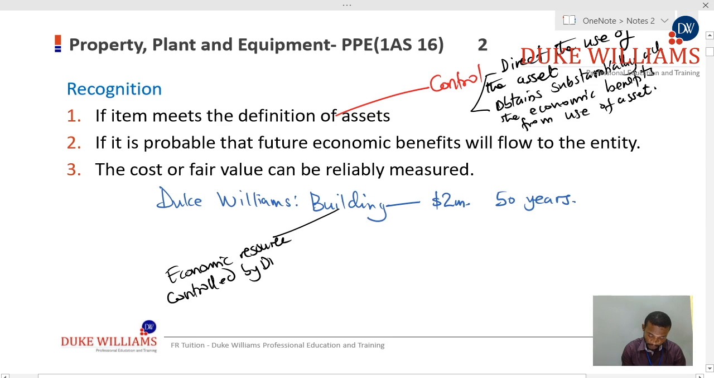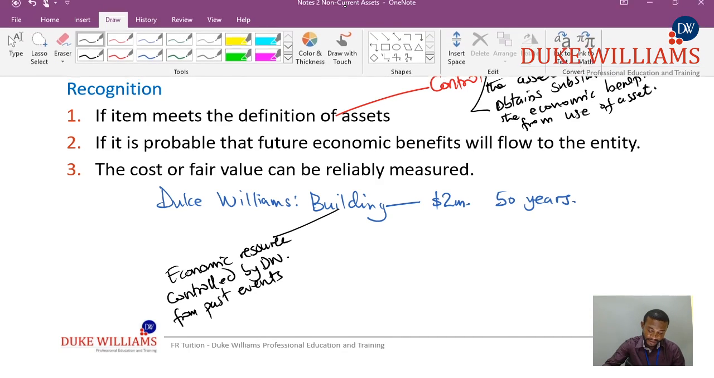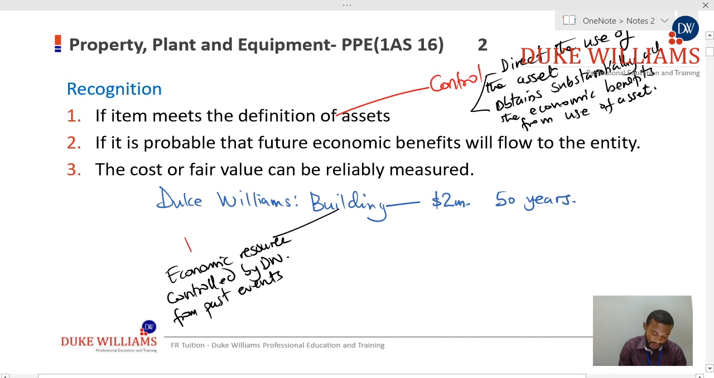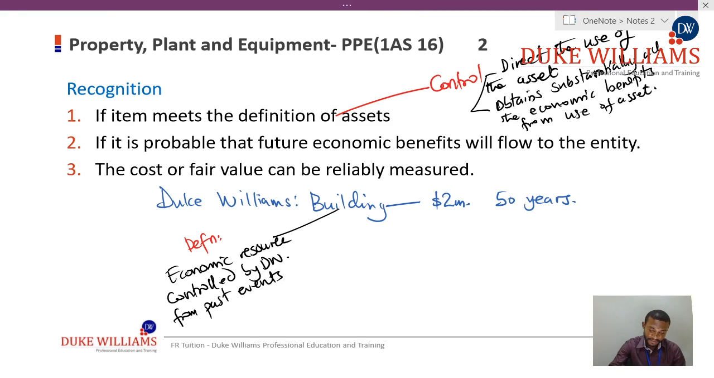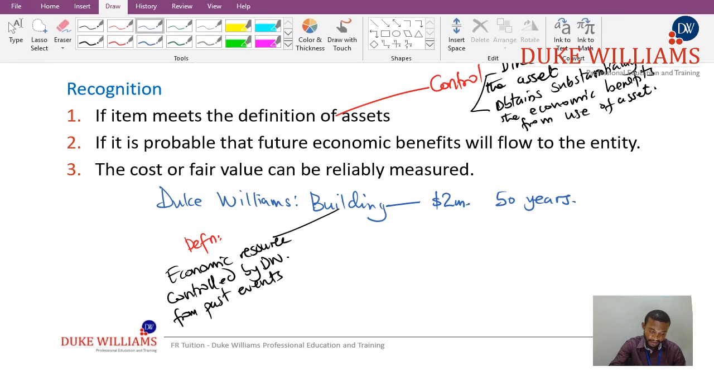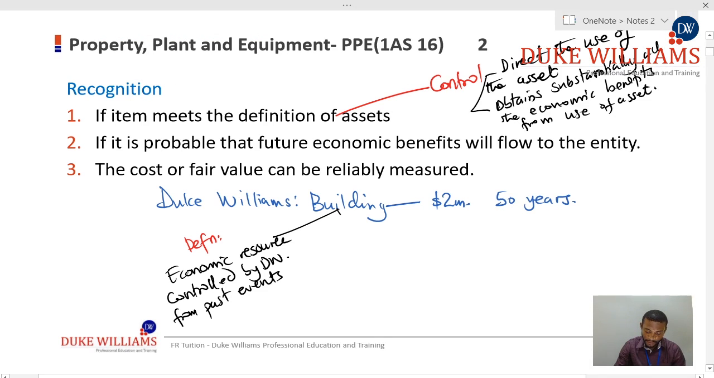Controlled by DW. And often we say from past events we have bought it, or we have put it up, so it is meeting the definition. So the definition is met. So the definition of asset. The next thing is, will there be economic benefit? Yes, there will be economic benefit because we are using it.